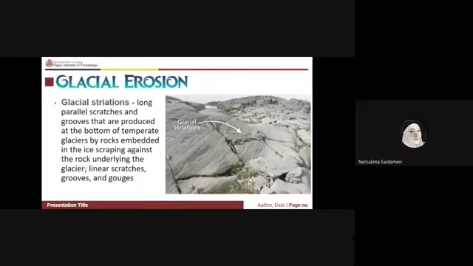Can you see the picture? Yes, ma'am. What types of weathering happen there based on the weathering of rocks? Physical, ma'am. Yes, physical weathering. So there are scratches, right? Yes, ma'am.